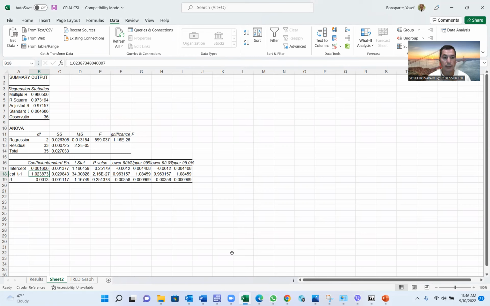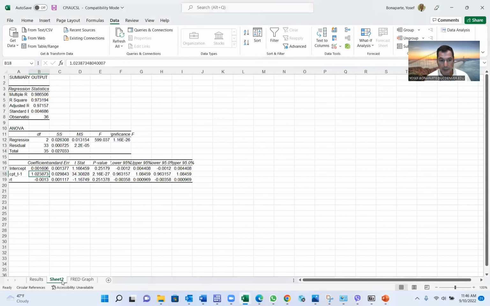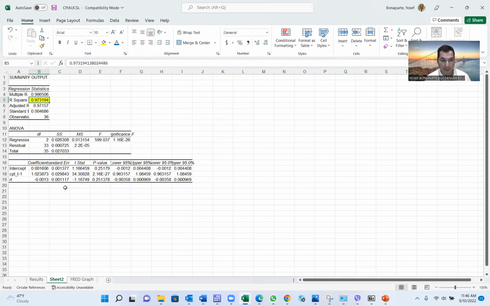So that means when we add the interest rate to the model, the phi went up a little bit, 1.01. So that's a better model now. But what matters for us, why is this a better model? Because there is a reason. Because R squared is 0.73 with Fed involvement.